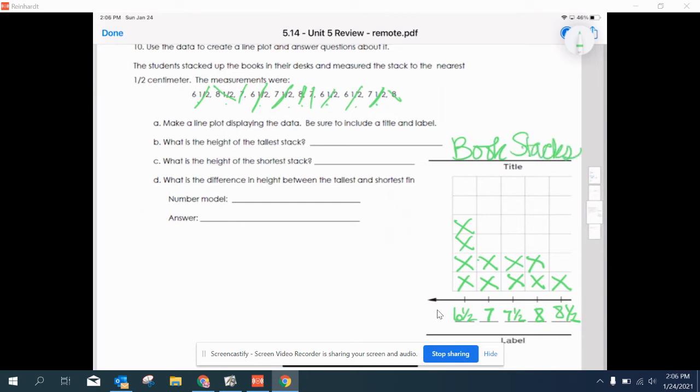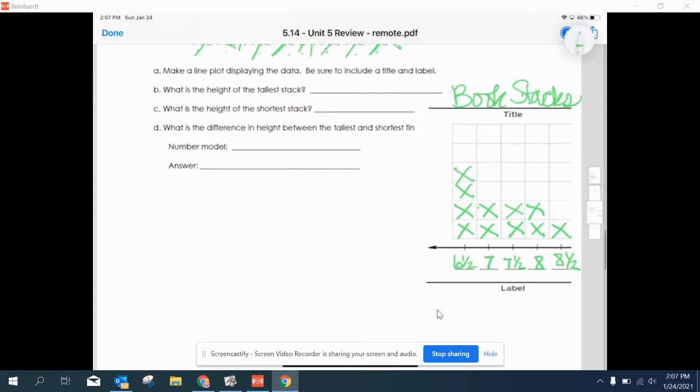All right. Then I need a label. What do those numbers represent? They represent the height, or how tall that book stack is in centimeters. So I don't have a lot of room here, so we might go down a little bit further. I'll write it below. I'm going to put height because it's how tall, in centimeters, cm. If you can give me units, that's great. That's even better. Now, it's going to ask us some questions about these.